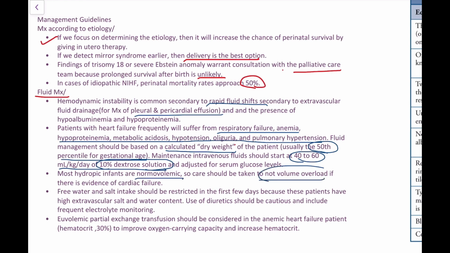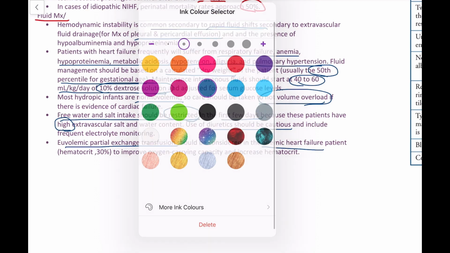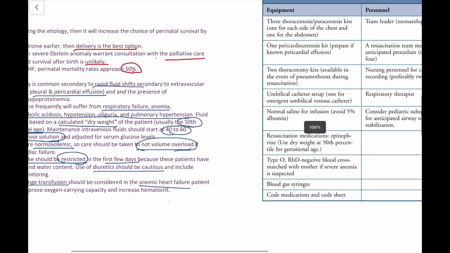Most hydropic infants are normovolemic, and so care should be taken not to volume overload if there is evidence of cardiac failure. Free water and salt intake should be restricted in the first few days because these patients have high extravascular salt and water content. Use of diuretics should be cautious and include frequent electrolyte monitoring. Euvolemic partial exchange transfusion should be considered in the anemic heart failure patient, meaning hematocrit less than 30%, to improve oxygen carrying capacity and increase hematocrit.